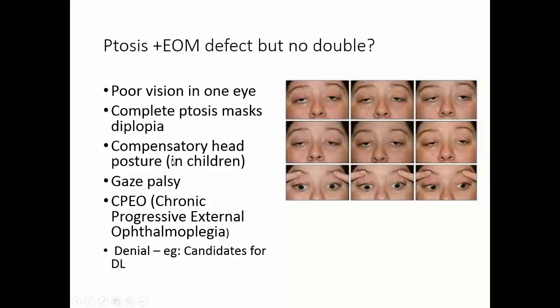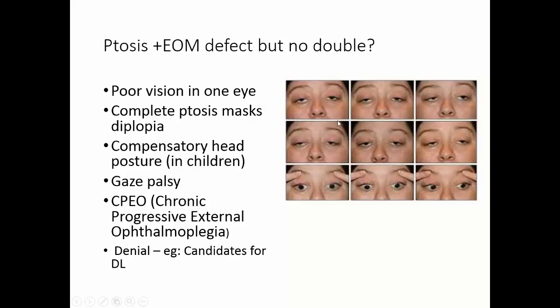Then in children, especially when they develop compensatory head posture, again they don't have double vision, because they do the head posture to avoid double vision. And patients with gaze palsies, because the alignment doesn't change. In gaze palsies, when you have a right lateral movement defect, you have a left medial movement defect. So the eyes are together, they don't move out of alignment. So they don't have double vision in gaze palsies. Like in internuclear ophthalmoplegia also, sometimes they don't complain of double vision.